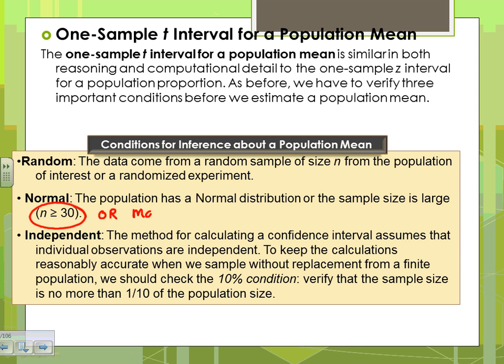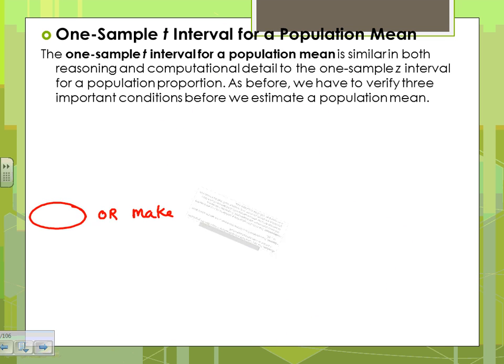Or you can make a box and whiskers plot and see if there are any outliers or any strong skew, if n is not greater than or equal to 30. Independent: the method for calculating a confidence interval assumes that individual observations are independent. To keep the calculations reasonably accurate when we sample without replacement from a finite population, we should check the 10% condition, verify that the sample size is no more than 1/10 of the population, and we've been doing that. All right.